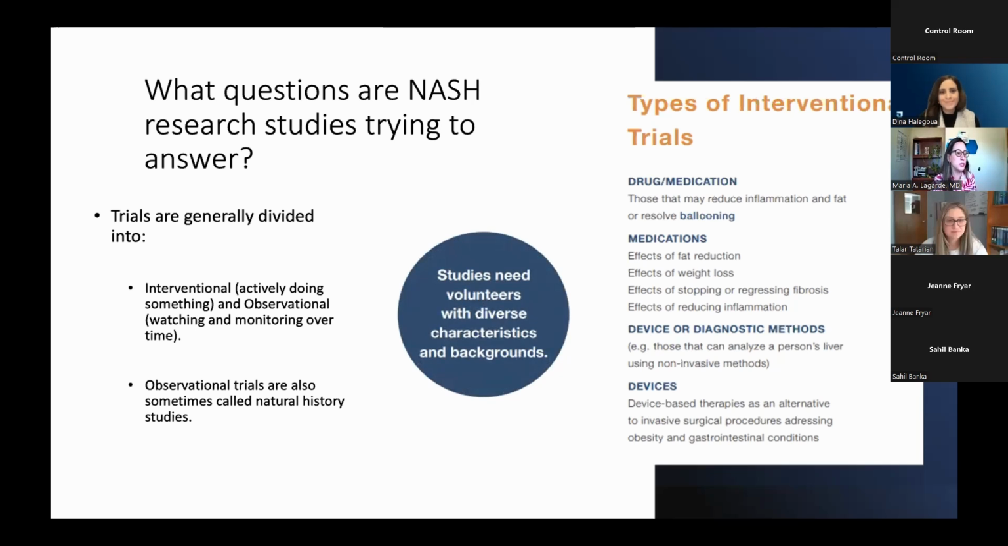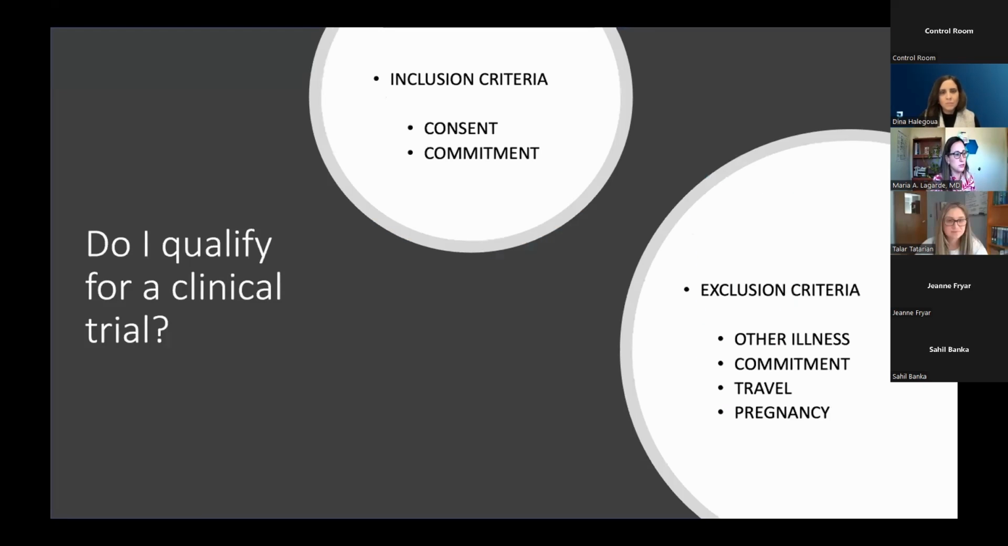Yep, and again, we need volunteers from all walks of life, from healthy volunteers, from patients with the disease, from all backgrounds and ethnicities, etc. So everyone really is welcome to be discussed. Now, how do you know if you qualify? Well, your doctor is going to really go through that before this is a possibility, and the research team.